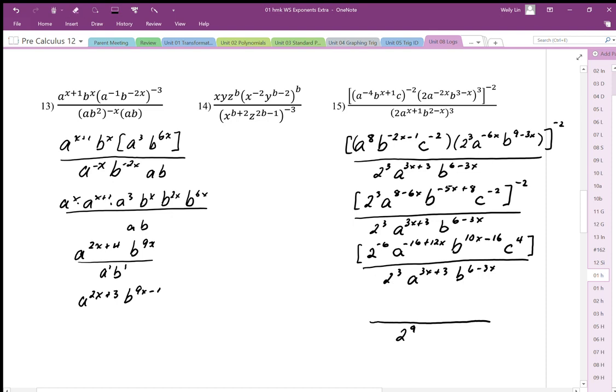I'm going to put the x's, the a in the numerator. And so we end up with a to the power 12x minus 3x is 9x. And then negative 16 minus 3x is minus 19. For the b's, we end up with b to the power 13x minus 16 minus 6 is minus 22. And then lastly for the c, we end up with c to the power 4.